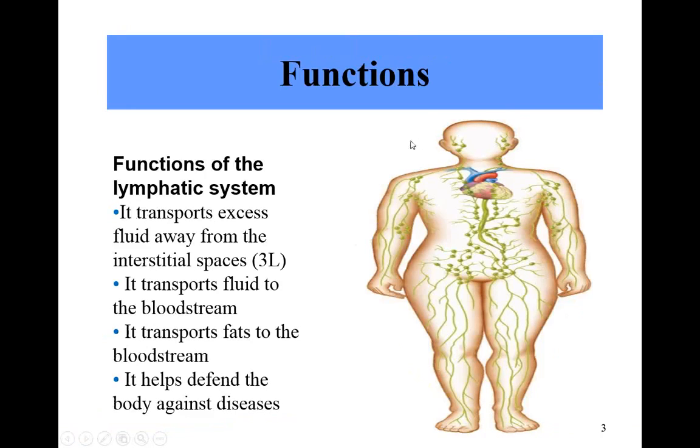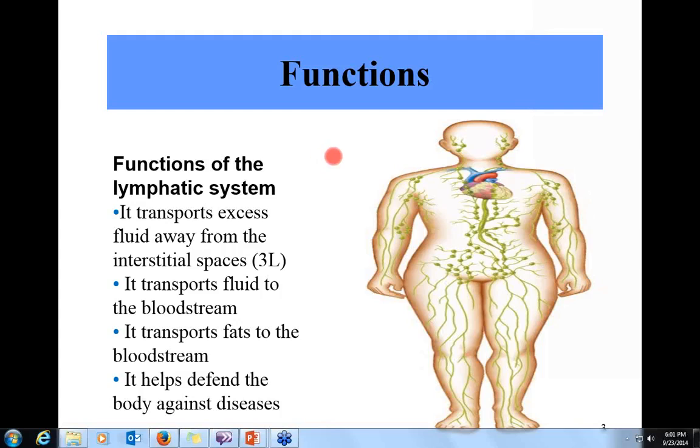The functions of the lymphatic system are to transport excess fluid away from interstitial spaces. Interstitial spaces means fluid that is not in a vessel, so fluid that is around tissues or cells. It's also called tissue fluid. It transports this fluid back to the bloodstream. And also, when we talk about digestion, we'll learn how the lymphatic system transports fats, and it helps defend the body against disease.